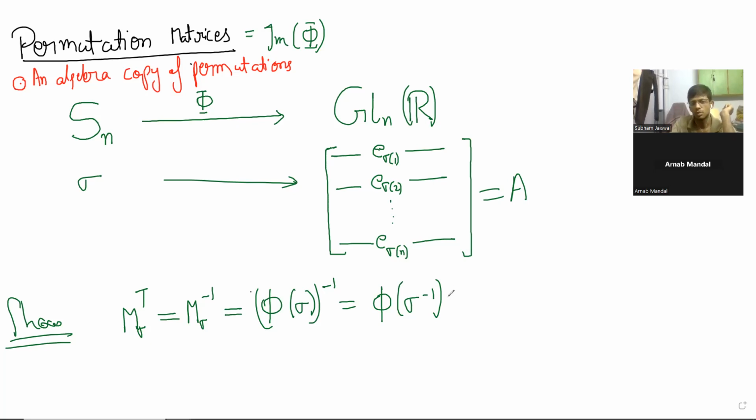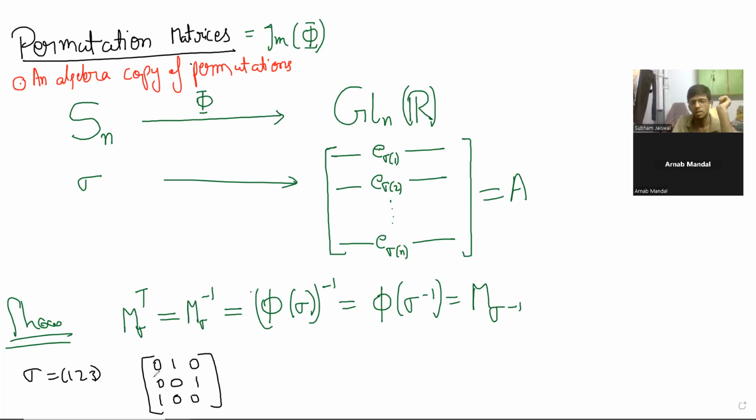Now it's very simple. The inverse of a permutation, how will its matrix look? We are saying that its matrix will be the transpose. Take a concrete example. Take the same example: sigma equal to the standard example 1, 2, 3. You already told me the matrix: 0, 1, 0, 0, 0, 1, 1, 0, 0. Now, what is sigma inverse? It's just the opposite.